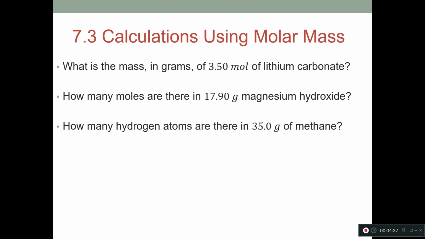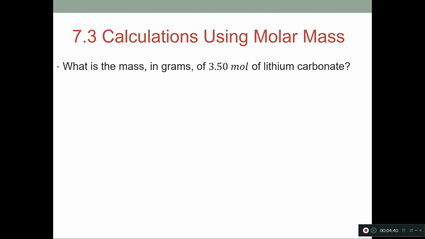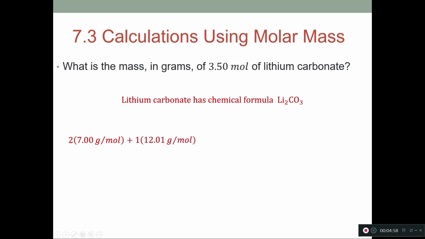We have the first one here, which is what is the mass in grams of 3.50 moles of lithium carbonate. So the first thing we want to do is come up with the formula for lithium carbonate. That's Li2CO3. So to get the molar mass, we want to multiply 2 times the molar mass of lithium, add to that 1 times the molar mass of carbon, add to that 3 times the molar mass of oxygen, and so we get 74.01 grams per mole of lithium carbonate. And so that is the molar mass of lithium carbonate.